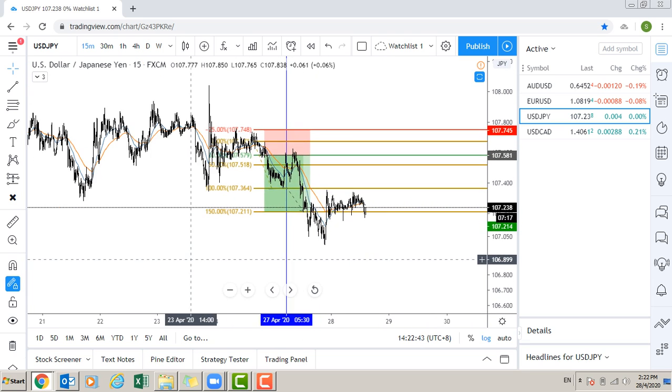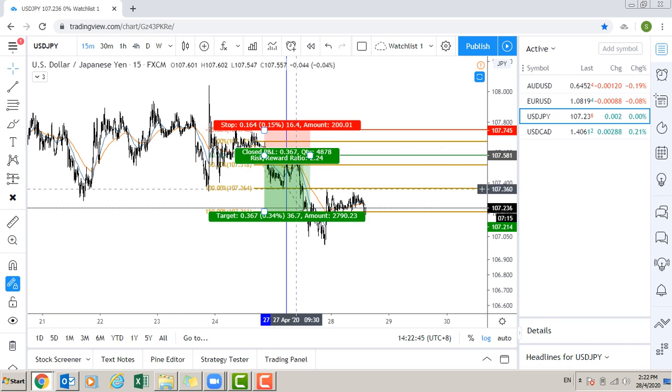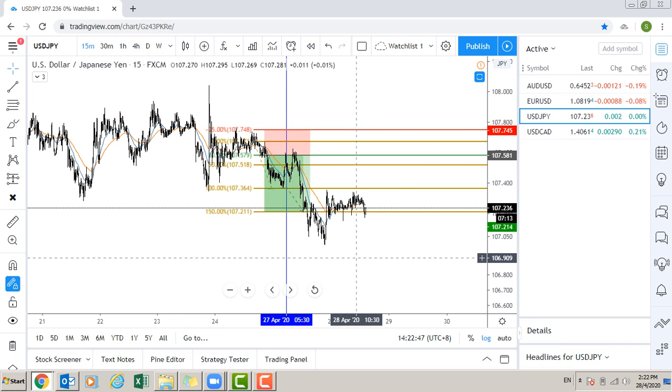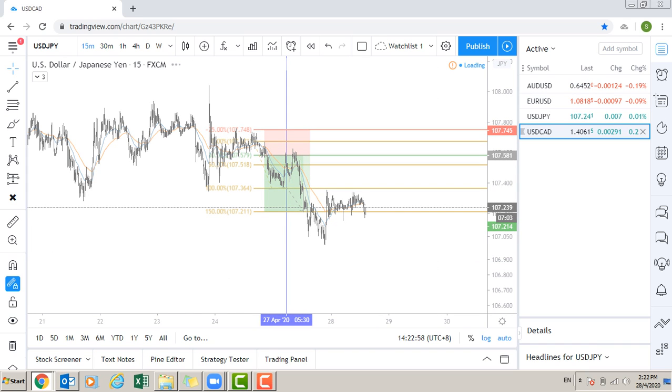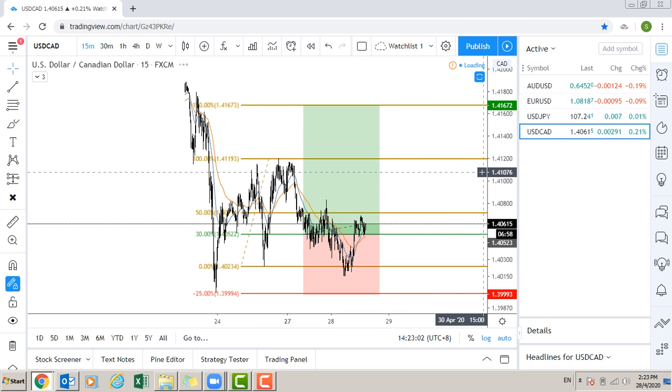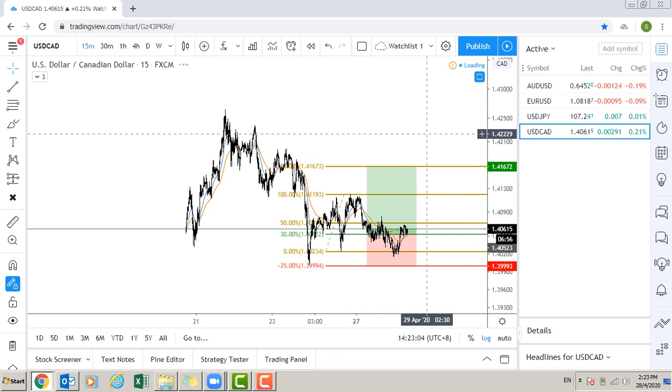For example, for me, if I have a successful trade on this, then I will skip this pair for this week, so I just keep whatever I have earned. I move on to other pairs that are still running, and USD CAD is still running also. So let me share with you what USD CAD is doing.